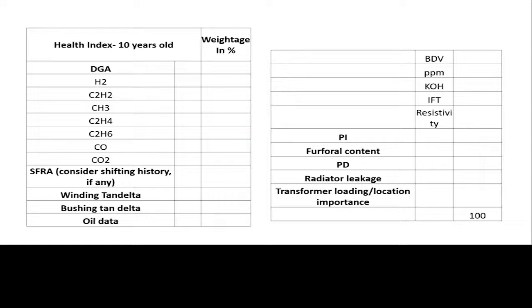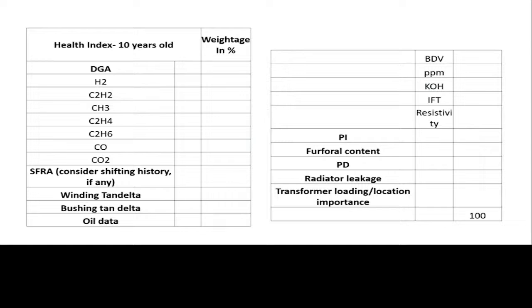So you will give the churning of these gases. You will build the formula into the software, which will give you the condition of the transformer. Next, SFRA: if it is a new transformer, I will not give it a very high weightage, maybe 5%. But if you have shifted the transformer, then for that movement I will give it more value. Okay, so it is a weightage you will give.